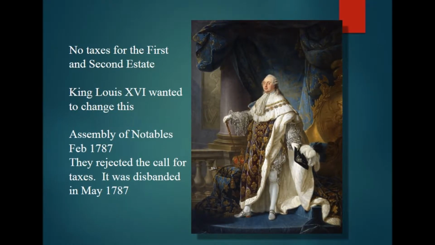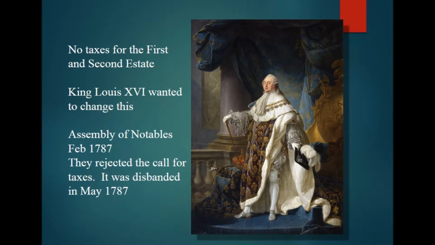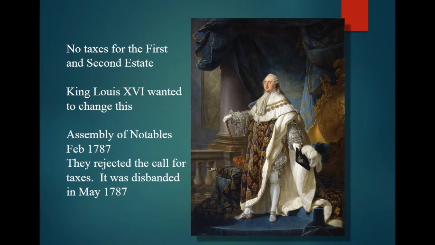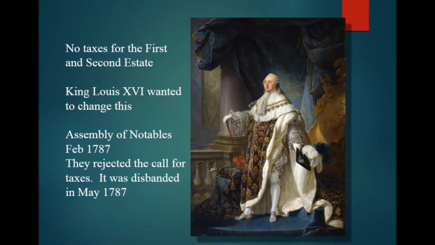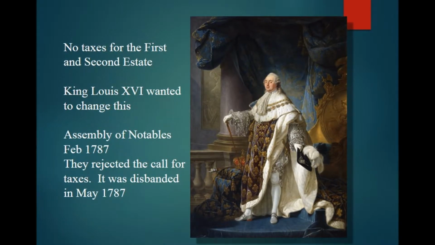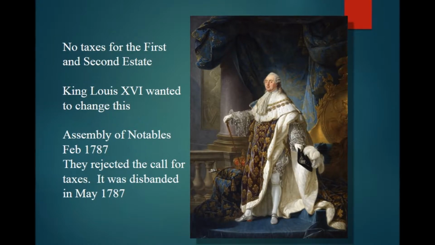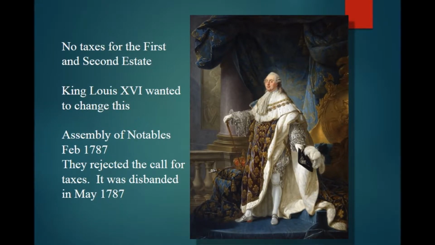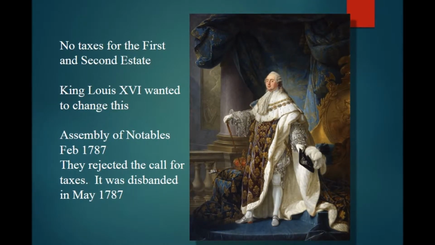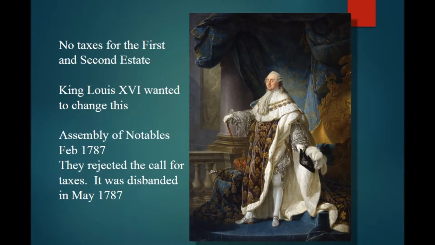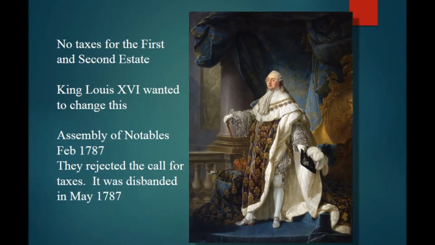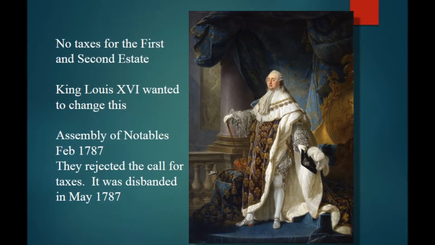So he couldn't just do this. So what he did was he called for an assembly, and this assembly was called the Assembly of Notables, and this met in 1787. What he wanted them to do is to say, yes, we will now pay taxes. And it was up to them, and what they ended up doing is rejecting this. So this Assembly of Notables didn't meet for very long. I mean, technically they met from February 1787 to May, and when they decided they weren't paying taxes, they just disbanded themselves. And what they essentially said is the poor people have been paying taxes in the past, and they should continue to pay them in the future. Just tax them more.